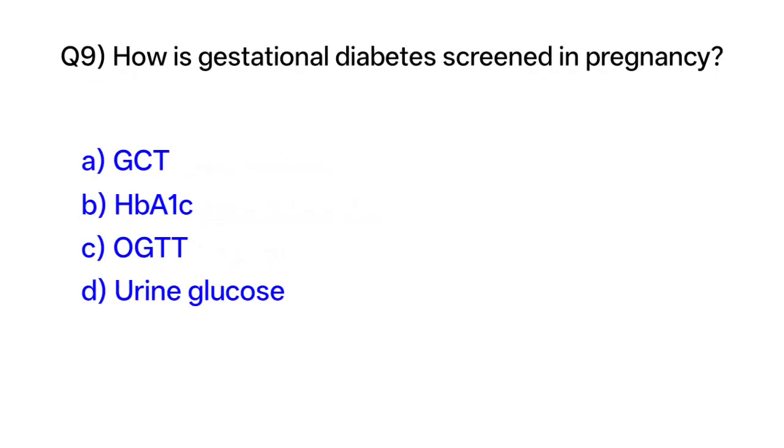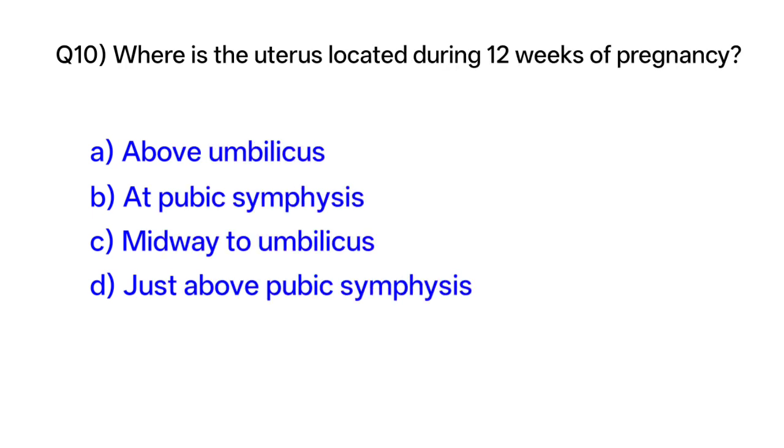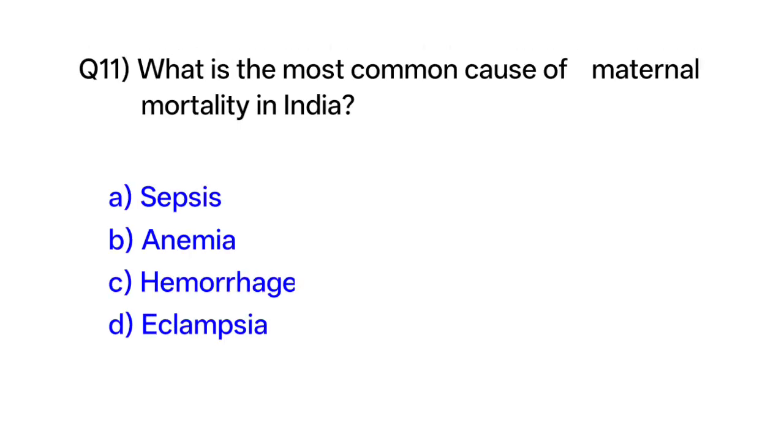Question number 9. How is gestational diabetes screened in pregnancy? The correct option is A. GCT test. Question number 10. Where is the uterus located during 12th week of pregnancy? The correct option is D. Just above pubic symphysis.